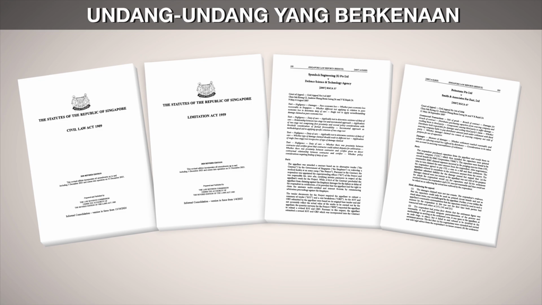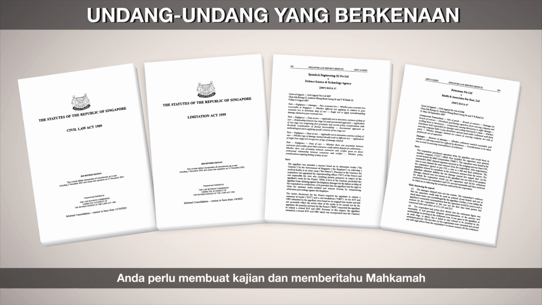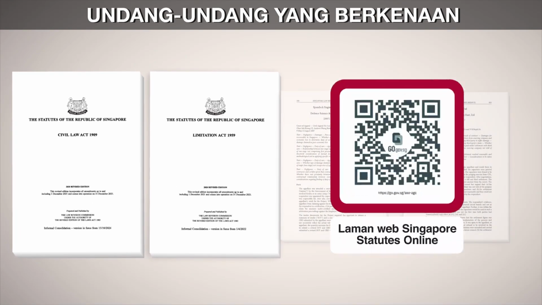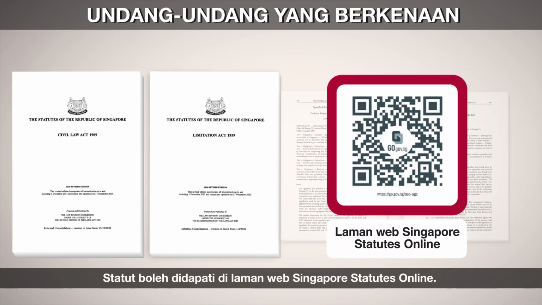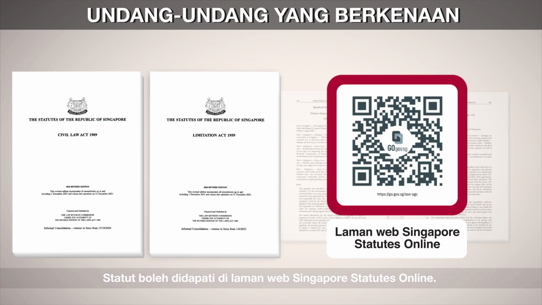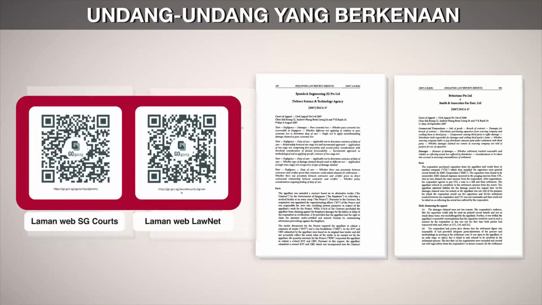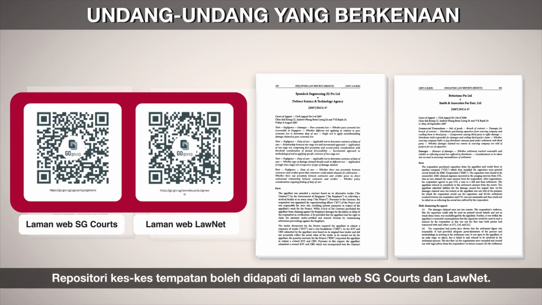The applicable law. You will need to do some research and tell the court what the applicable law is. The law can be found in statutes, cases, and academic publications such as textbooks. Statutes can be found on the Singapore Statutes online website. Repository of local cases can be found on the SG Courts and LawNet websites.